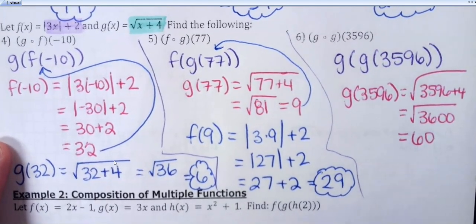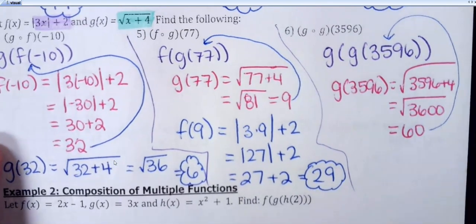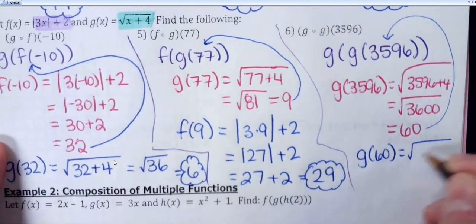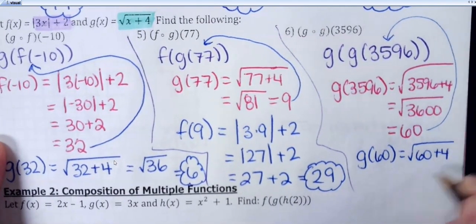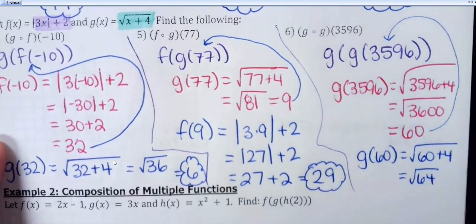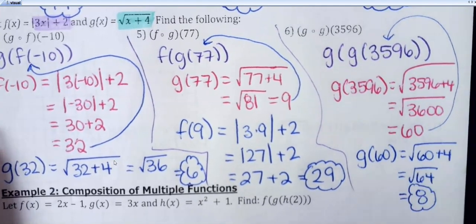Okay, once you get it, you're just going to plug that back into the same function because we're composing it with itself. So it's g of 60. So then I'd have 60 plus 4 under my square root. Anybody know square root of 64? 8. Good deal. Just some review here today with some square roots a little bit.